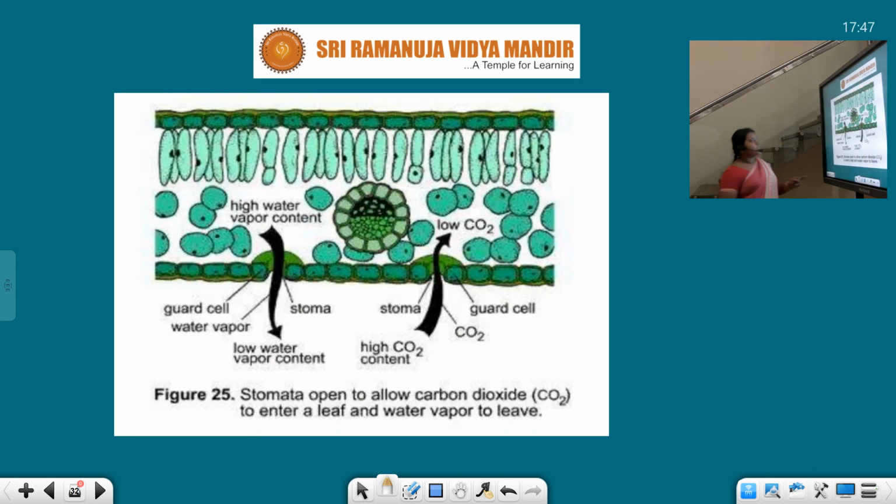And one more important point, children: these are the stomatal openings, right? Through these openings only, the exchange of gases can take place. Entry of carbon dioxide and exit of oxygen takes place just through these stomata. Stomata open to allow carbon dioxide to enter the leaf and water vapor to leave. Okay, so this is the cross-sectional view of the leaf.